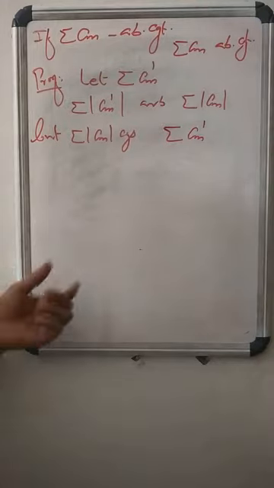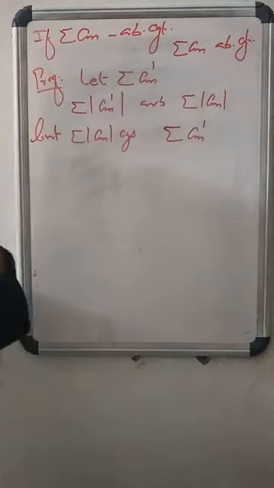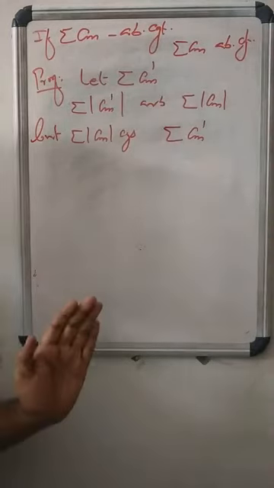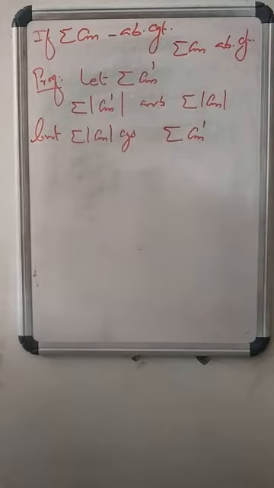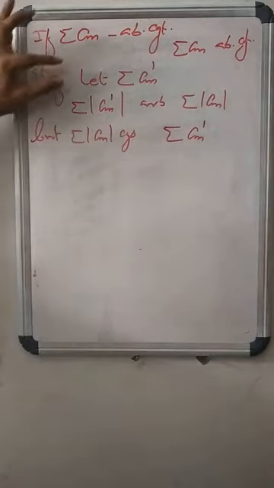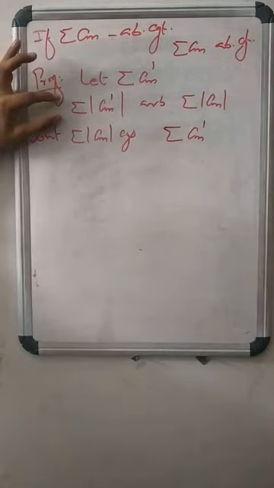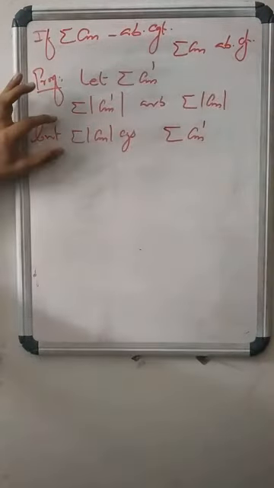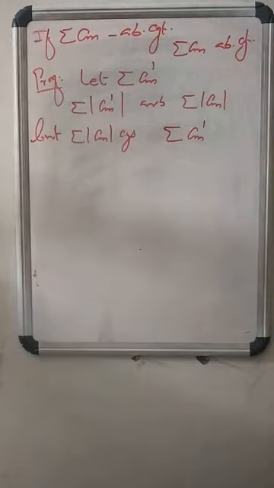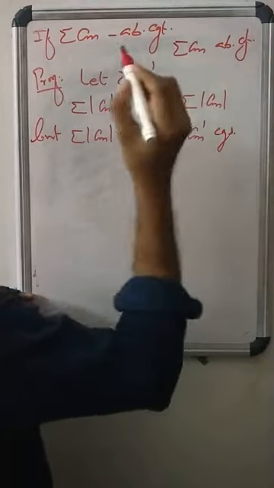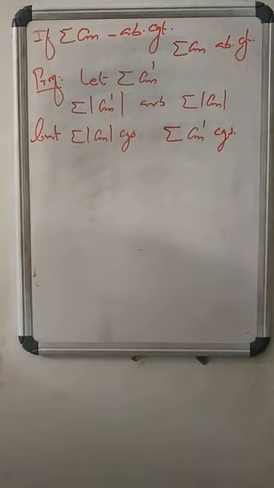What is the rearrangement theorem? When sigma an is absolutely convergent, then a rearrangement of sigma an converges to the same value to which sigma an converges. So, sigma an dash is an arbitrary rearrangement of sigma an, and sigma an is absolutely convergent. So, by the rearrangement theorem, sigma an dash converges to the same value to which sigma an converges. So sigma an dash converges. Okay.